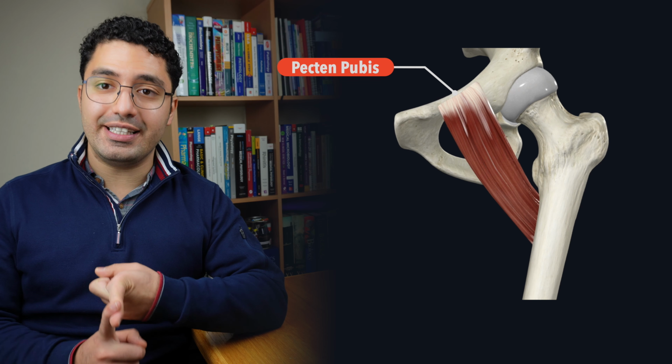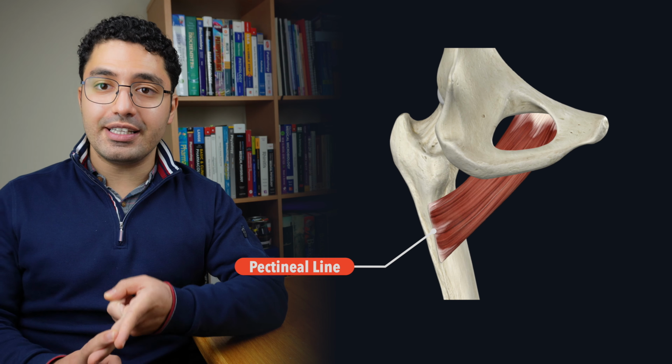The first of the superficial muscles is the pectineus. It originates from the pectineal line of the pubis and inserts onto the pectineal line of the femur, and is the only adductor that is innervated by the femoral nerve.